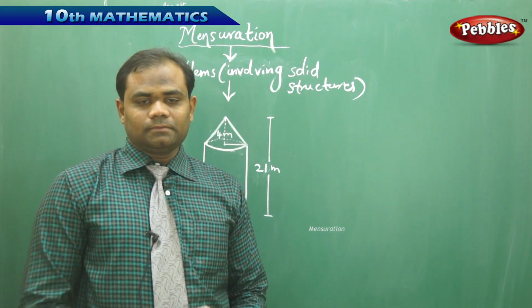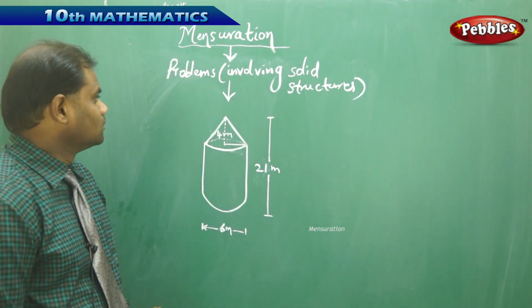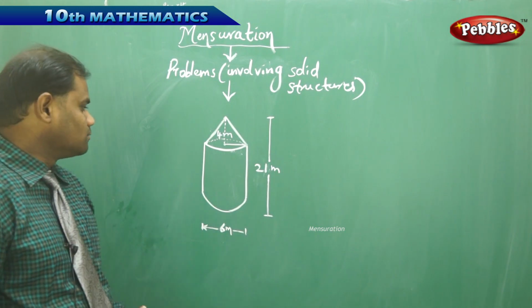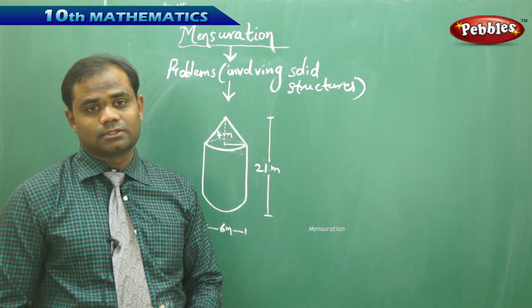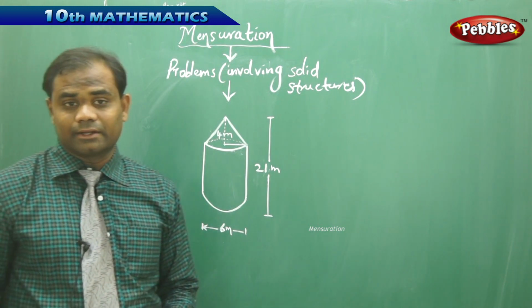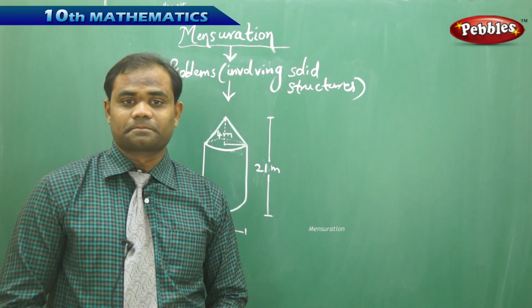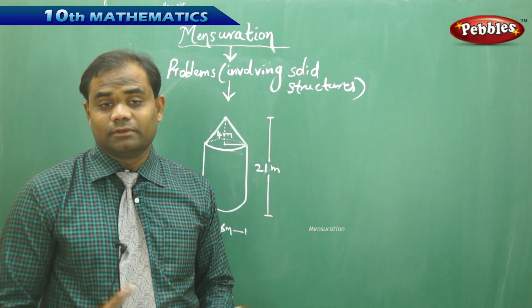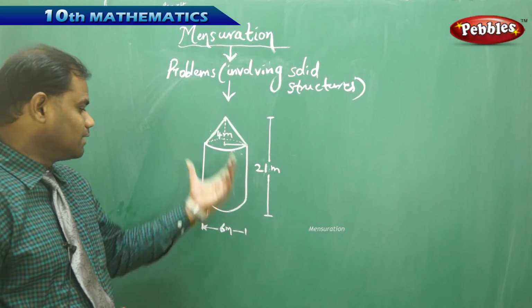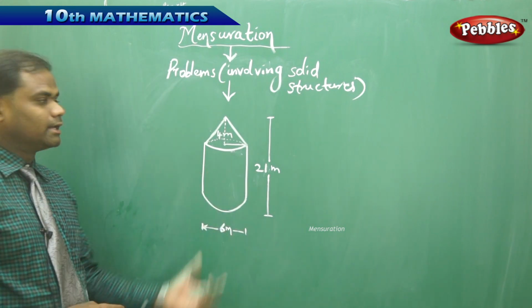Now here, let's take a problem where I have to involve the solid structures. So the problems we're going to practice are on how different solid structures are combined and how we find the lateral surface area, the curved surface area, the total surface area, or even the volume of the solid structures. Say for example, I have taken this missile diagram.